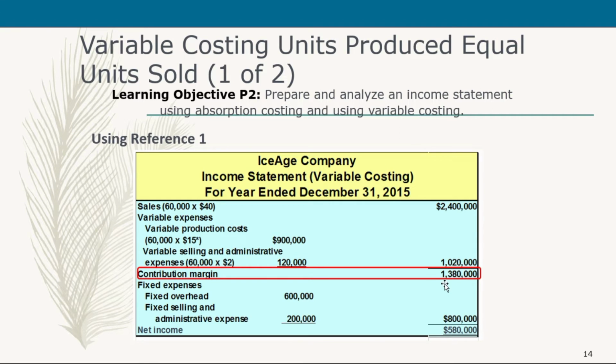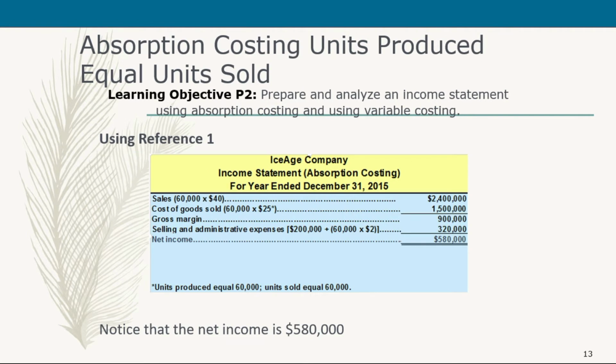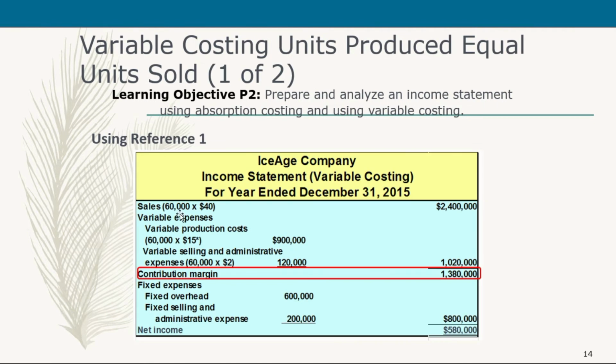Okay, what did you notice with our computation? Under absorption costing, we follow the traditional way. We deduct your cost of goods sold from sales and get your gross margin, and we deduct your selling and administrative expenses from your gross margin in order to get the net income. While for variable costing, we compute your sales and deduct the total variable expense to get your contribution margin, minus your total fixed expense in order to get the net income.